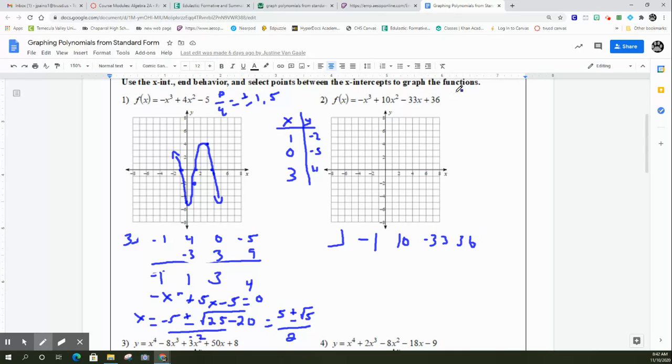So all the factors of 36: 1, 2, 3, 4, 6, 9, 12, 18, and 36. All right, so we'll start guessing. We know my y-intercept is 36.